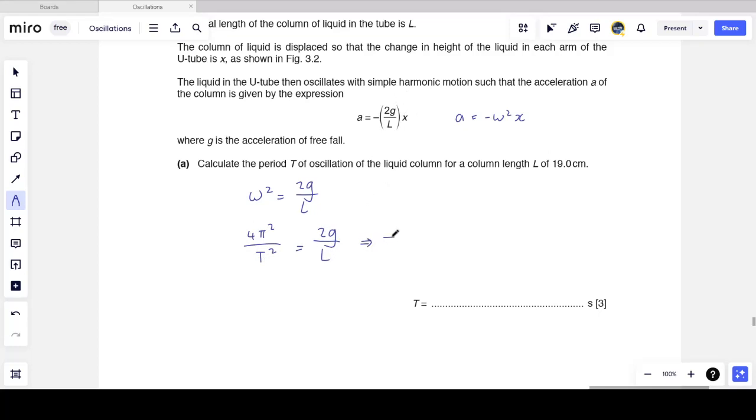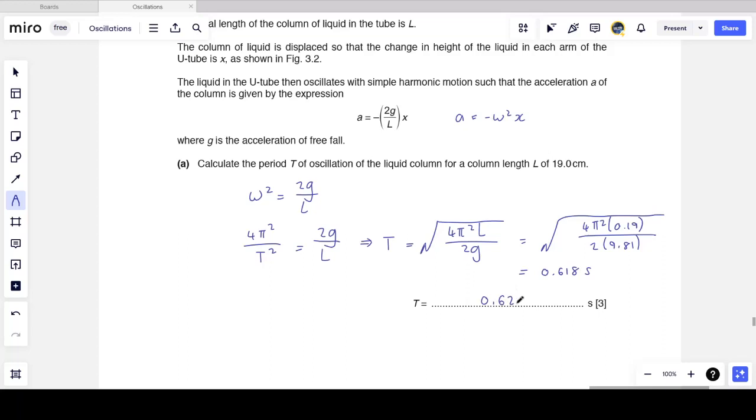Which means that the period T, if I do some mathemagic here, is the square root of 4 pi squared L over 2g, which is, if I put in my values, the square root of 4 pi squared times 0.19 divided by 2 times 9.81. And this gives me a period of 0.618 seconds, or to two significant figures, 0.62 seconds.